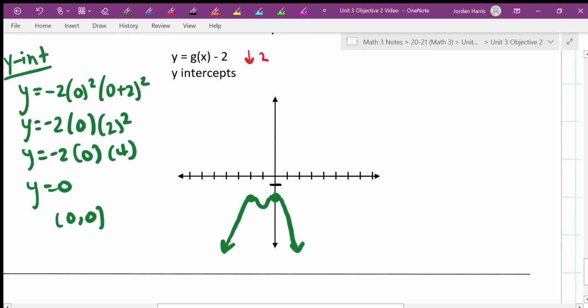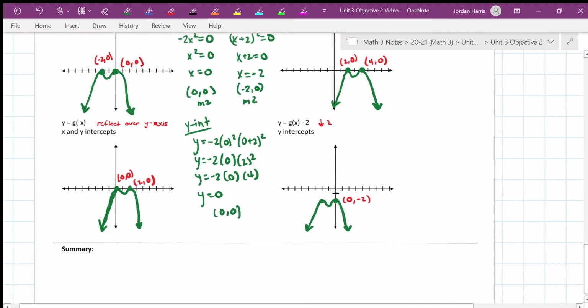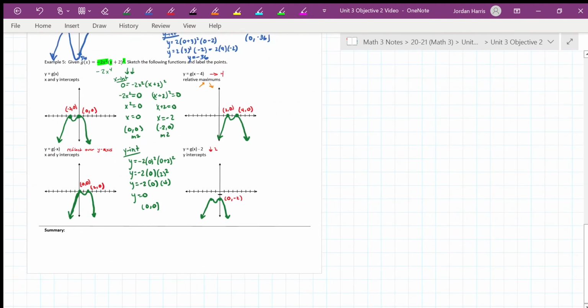It tells us to label our y-intercept only. So our y-intercept is right here, which is where it crosses the y-axis, and that's at 0, negative 2 now. And there we have it. The shifting, reflections, and finding end behavior, x-intercept, and y-intercept. Okay, so you can write your 3-sentence summary.